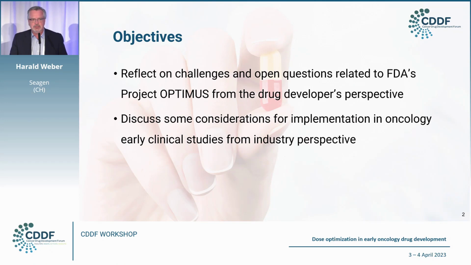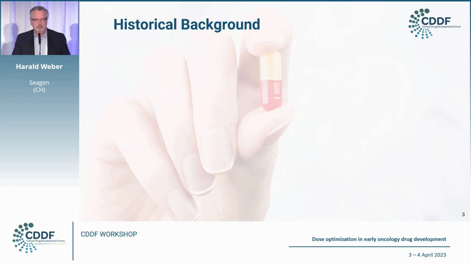The objectives of the talk, I basically see two areas that I wanted to talk about. First, I wanted to reflect on the key challenges that we have seen so far, also in the phase 1 studies that we have been conducting so far, and the open questions that are still existing when we go through FDA's Project Optimus draft guidance. And I wanted to also discuss some early considerations, and also maybe to feed the panel discussion later on, how this could be implemented in oncology early clinical drug development.